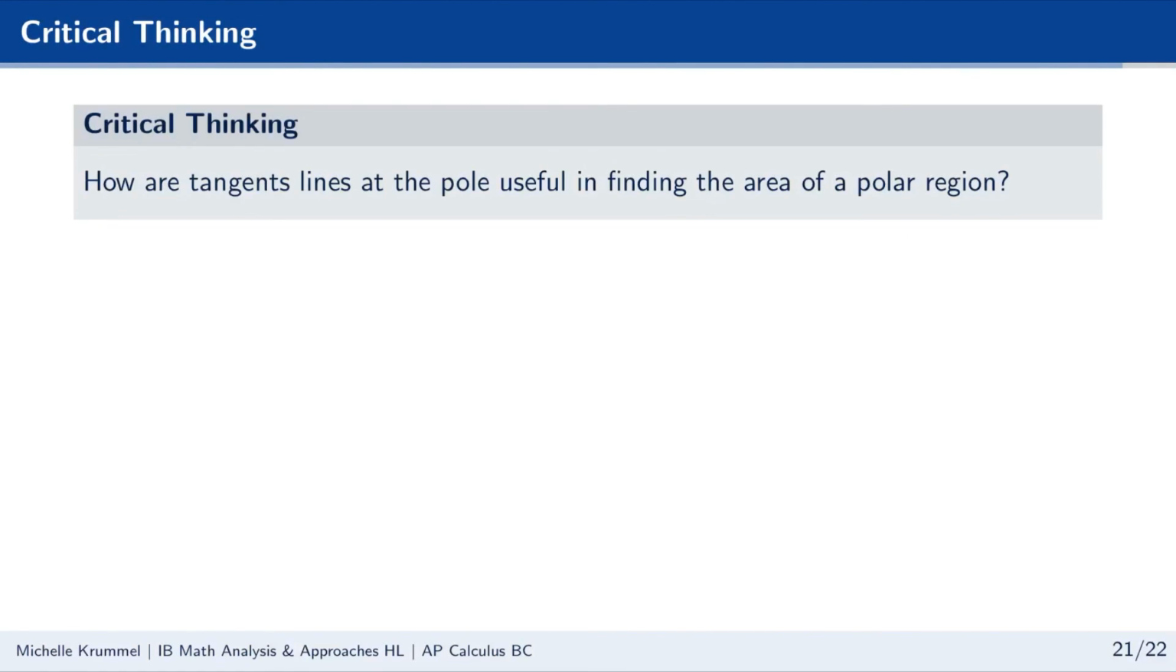Okay, wrapping this up, the critical thinking question for this lesson: how are tangent lines at the pole used to help us find the area of a polar region? That's a really key step in setting up these area problems, is finding those tangent lines at the pole. So can you describe in words how you use tangent lines at the pole to help find the area of a polar region? And that wraps up our unit on planar curves.